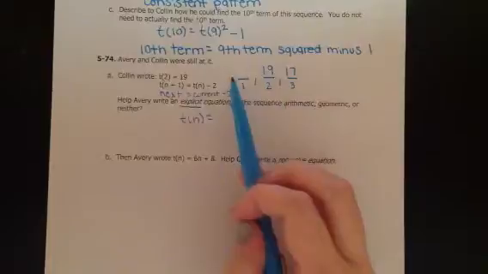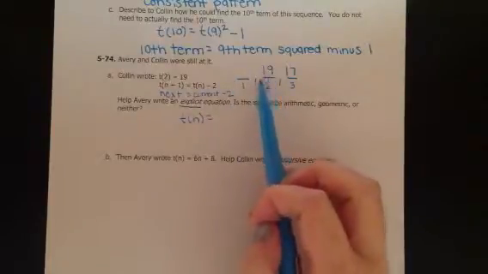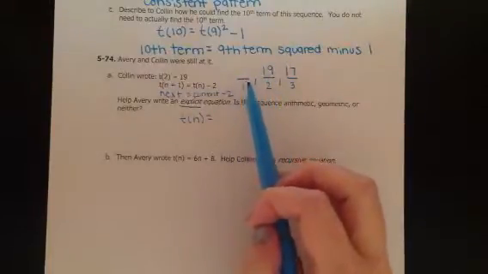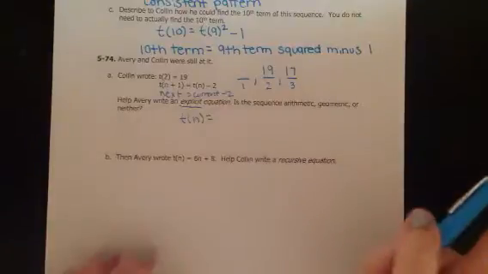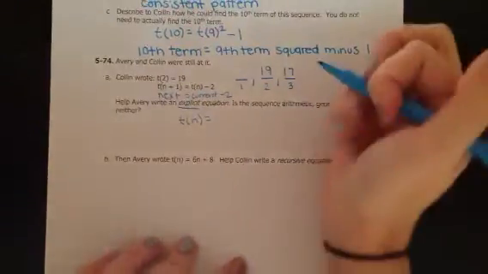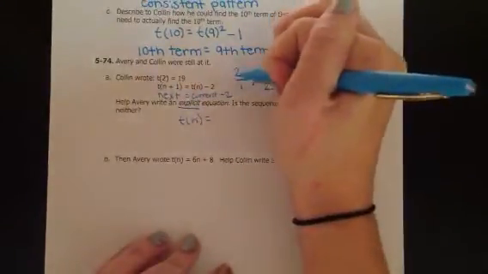But we need to go backwards actually. So if we're going backwards, we're not subtracting 2, we're doing the opposite, which is adding 2. So 19 plus 2 in order to go backwards would be 21.